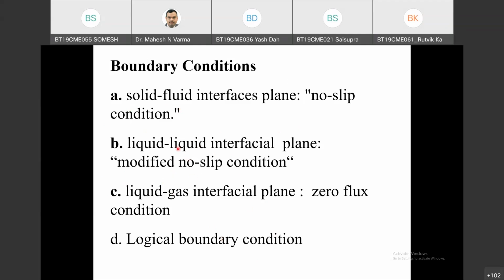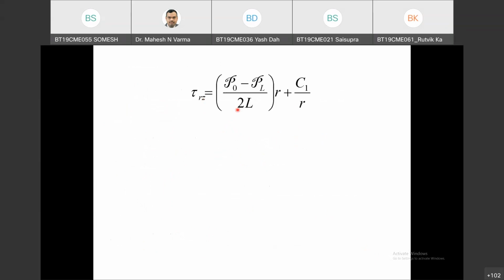So I don't have a liquid-gas plane or a logical boundary condition. This cannot be used. The liquid interface is not there. For the solid-fluid interface, the no slip condition is used only for velocity. So I cannot use any of these boundary conditions. As this cannot be used, I will use Newton's law of viscosity in this equation straight away, and integrate the equation.